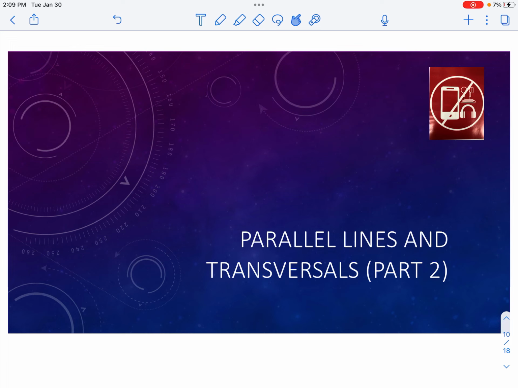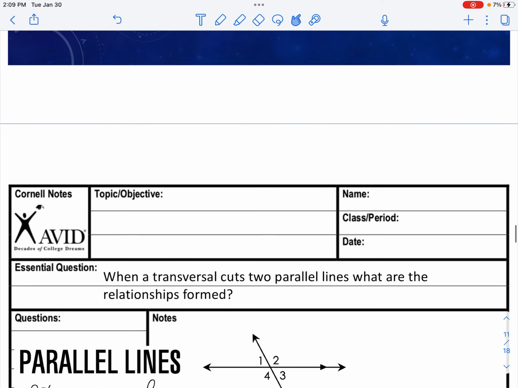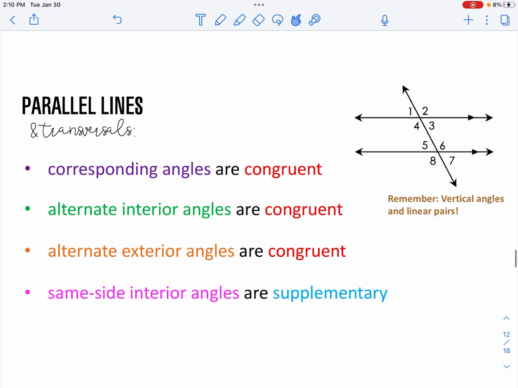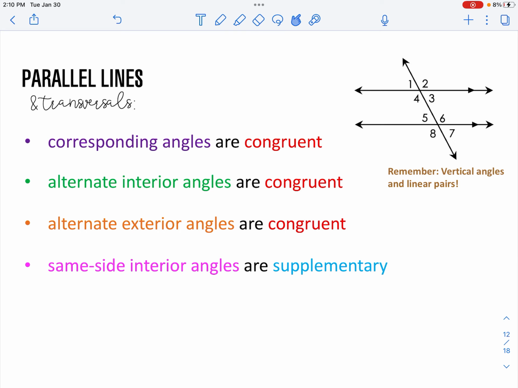All right, so this is part 2 of parallel lines and transversals. We talked about last time when we have 2 parallel lines and they're cut by a transversal, then you have 8 angles that are formed, and we have a few relationships that happen, and these were the ones that we discussed. First, corresponding angles have to be congruent.